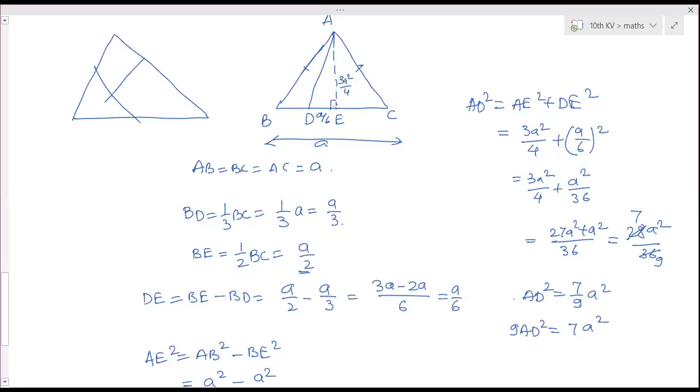Now A square can be any of the 3 sides. They have asked us AB. So we will write 7 AB square is equal to 9 AD square.